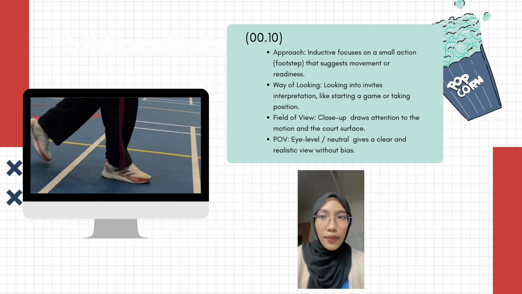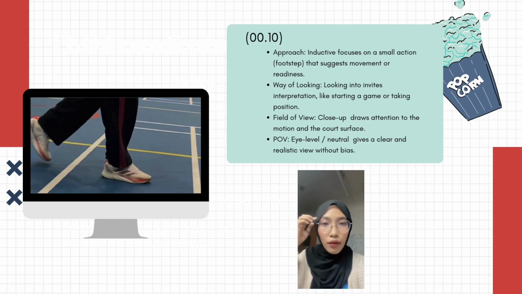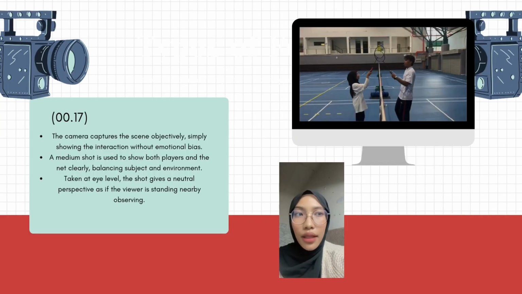This close-up shows focus and tension, perfect for building emotion. This kind of shot works on a small screen like a phone because it's clear and powerful. This part shows two players at the net. It uses a looking at approach with a medium shot to show both clearly. The eye level view gives a neutral, balanced perspective like we're standing right there.